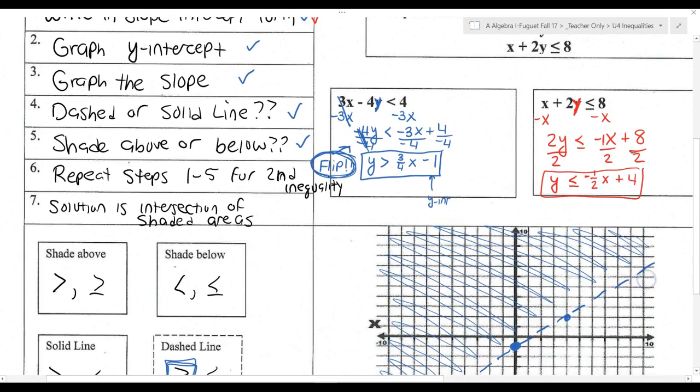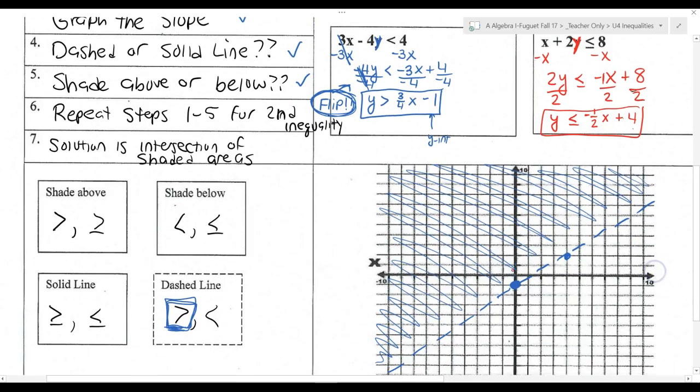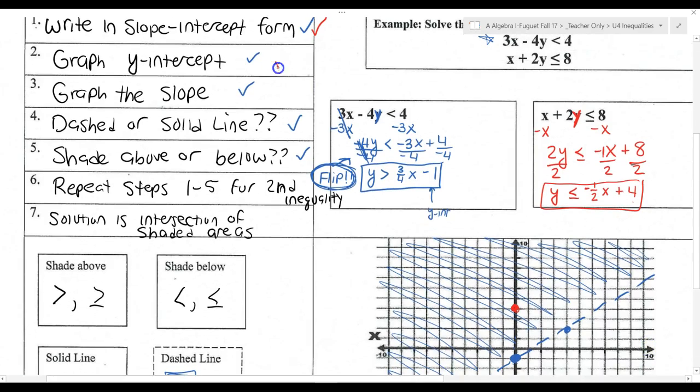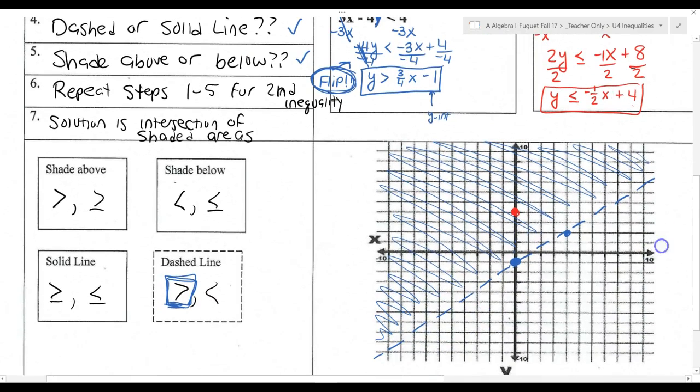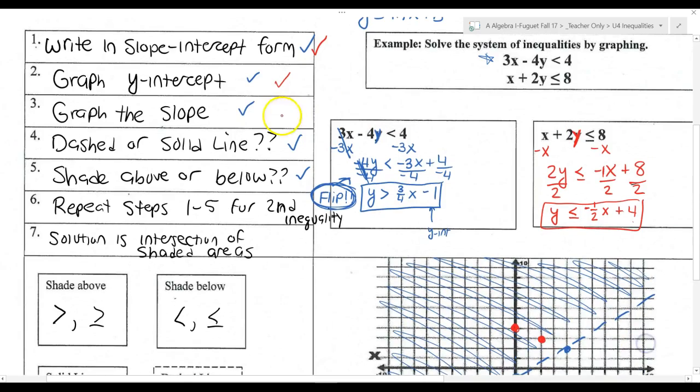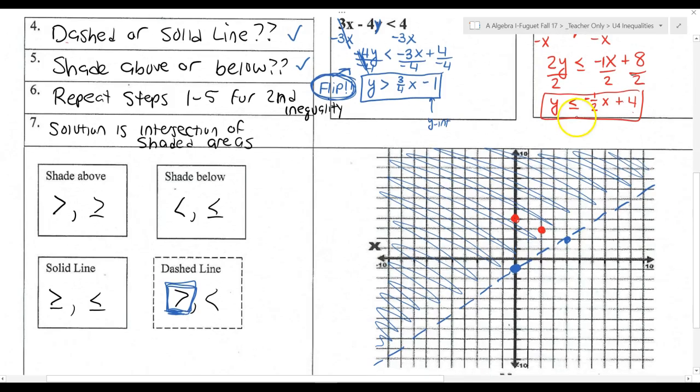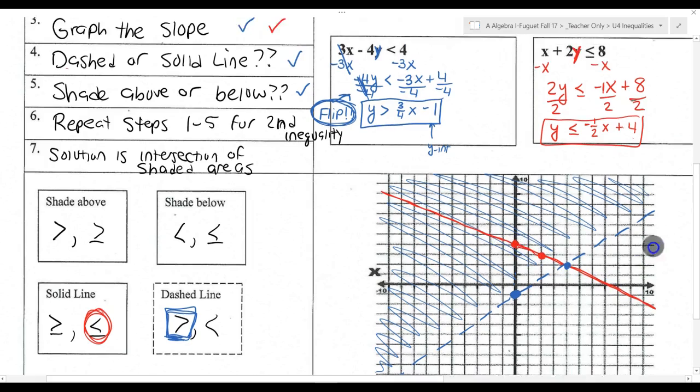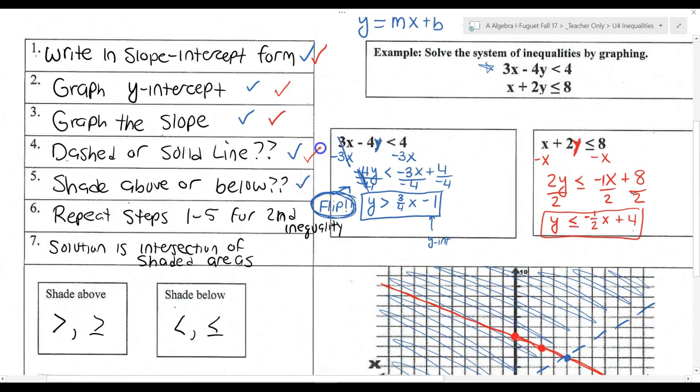Graph my y-intercept. Well, my y-intercept this time is a positive 4, so I count up 1, 2, 3, and 4. My slope is going to be negative 1/2, so we need to go down 1 and to the right 2, and that creates my second point, which is graphing my slope. It is this time going to be a solid line because we are using the less than or equal to symbol, and since it's or equal to, we're going to draw a solid line. So once again, I'm going to try my best to freehand this. Okay, so solid line is done. So we check that off.